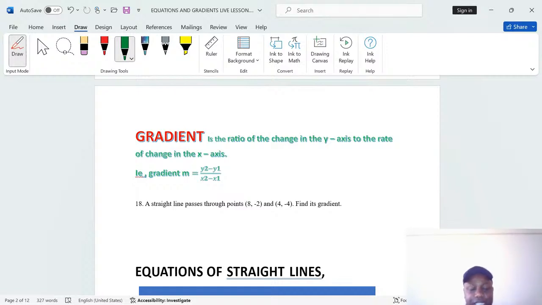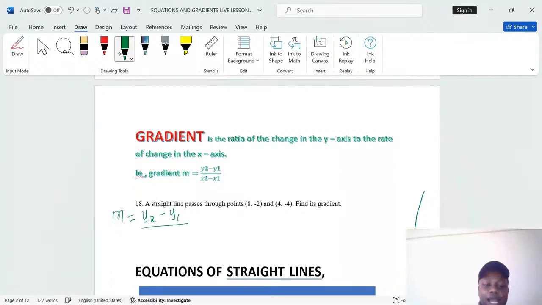For example, I use the example provided here to make you understand what I'm trying to mean. A straight line passes through points (8, -2) and (4, -4). Find its gradient. So for us to find the gradient, we should know that a gradient is usually given by change in y over change in x. So the first y and the second y subtracted in order, divided by change in x, the second x coordinate minus the first x coordinate.